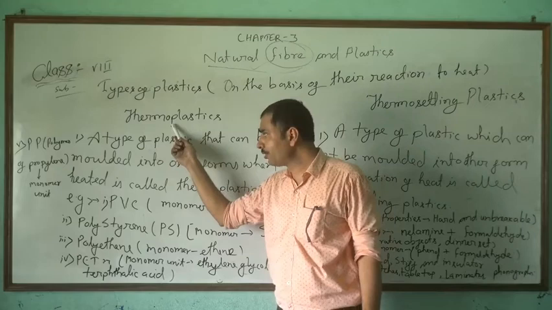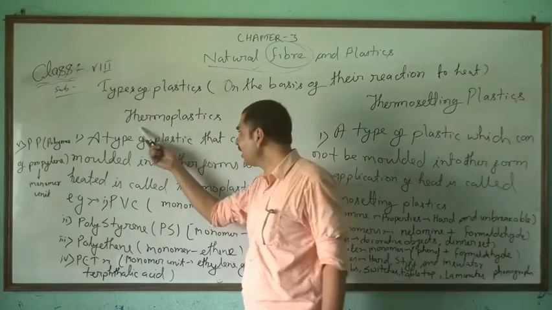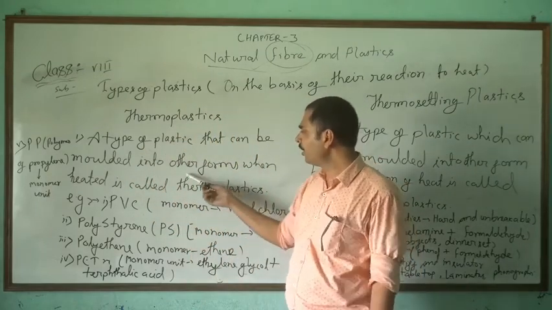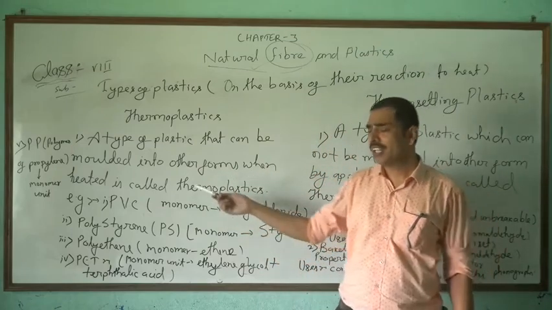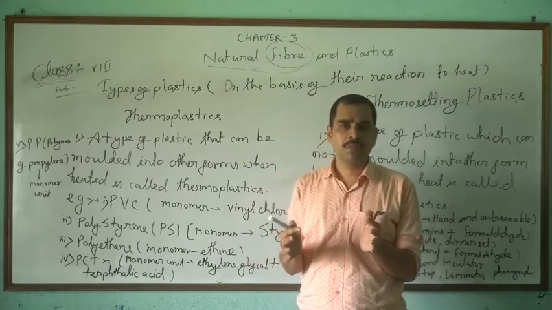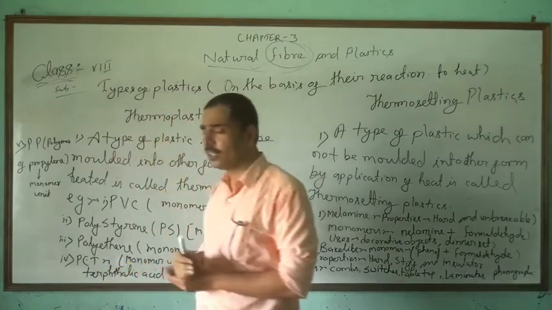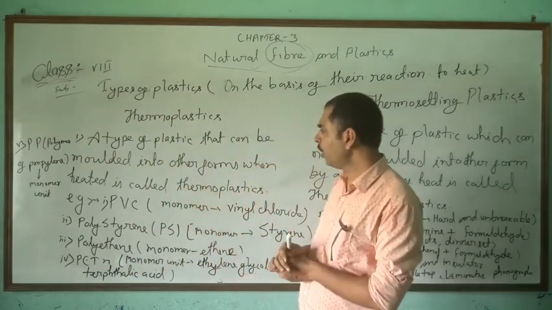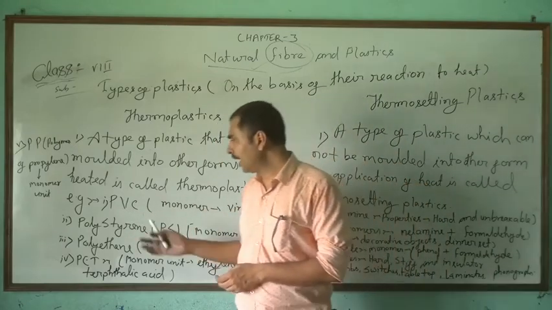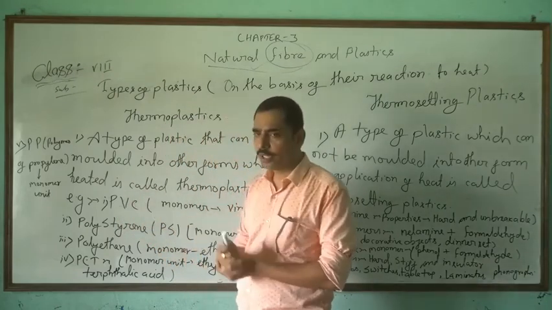One is thermoplastic and the other one is thermosetting plastic. Thermoplastic, as the name suggests, is a type of plastic that can be molded into another form when heated. Simply, when we heat it, it changes into various forms. And the other type of plastic is called thermosetting plastic. There are various examples of this. Take one by one. PVC, polyvinyl chloride, as the name suggests. P for poly, and here vinyl chloride is the monomer unit.